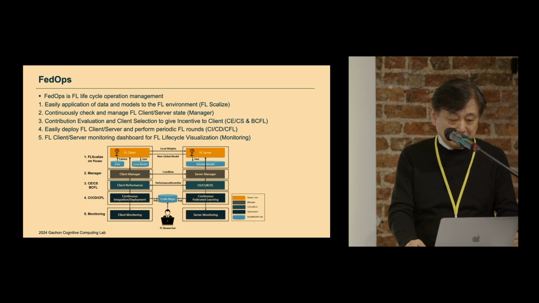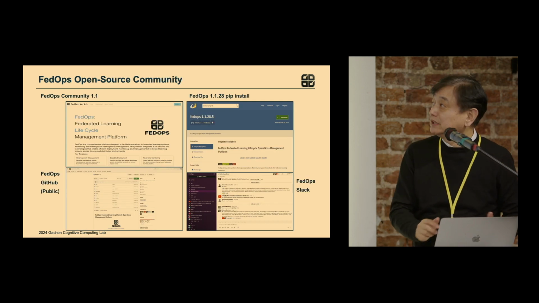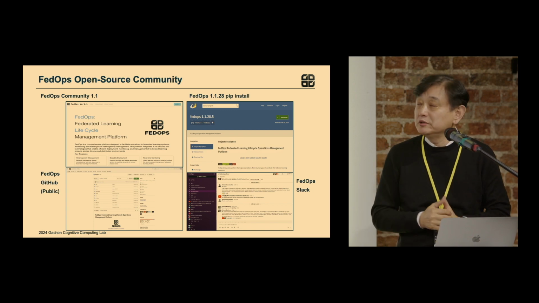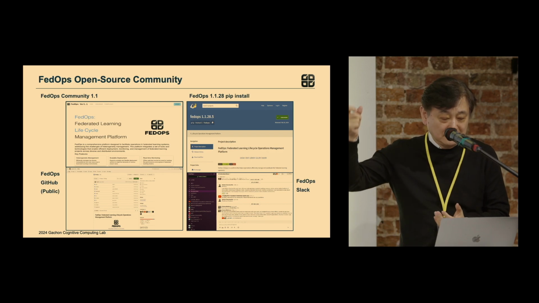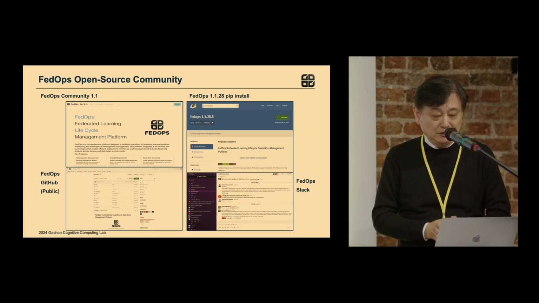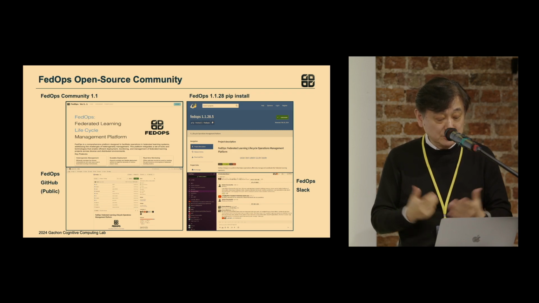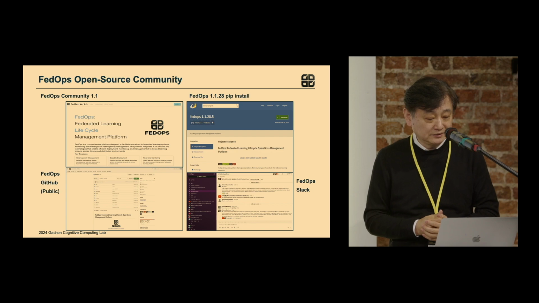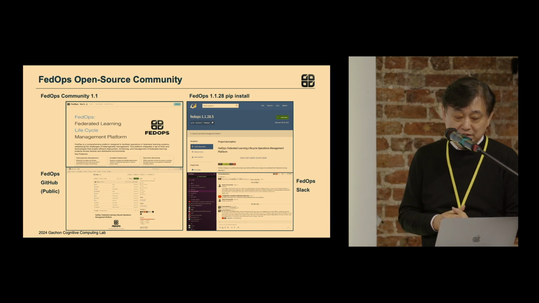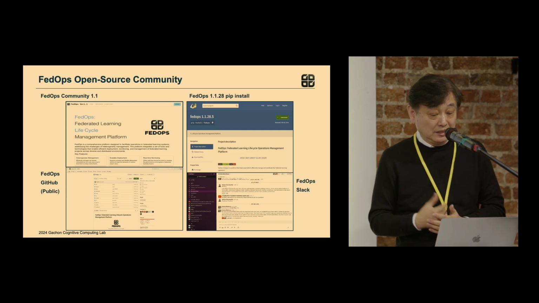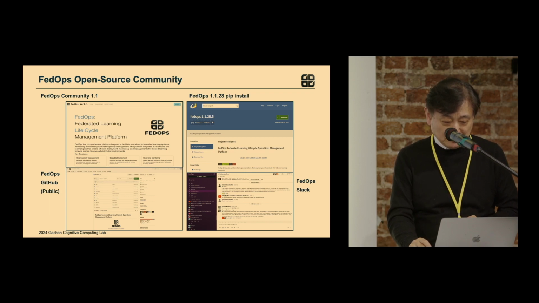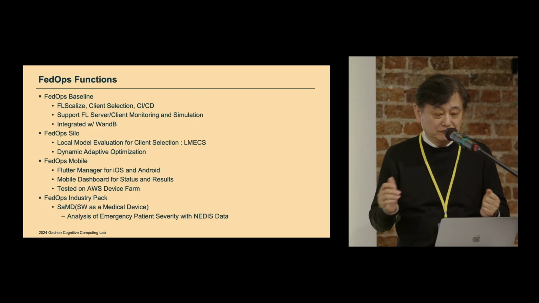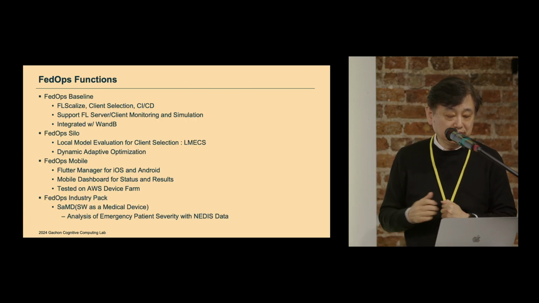So these are the basic FedOps functions, and we provide them as a community base. It's almost the same as Flower: on top of Flower, if you install FedOps, then we can automatically install Flower, and we can enjoy the federated learning environment. We also support GitHub and Slack. So the people engaged in these communities, we provide the solutions to them. Today I'd like to explain more about the functions and the use cases we are considering this time.